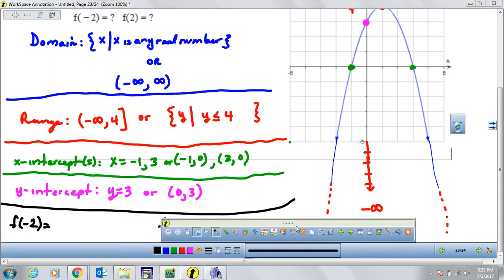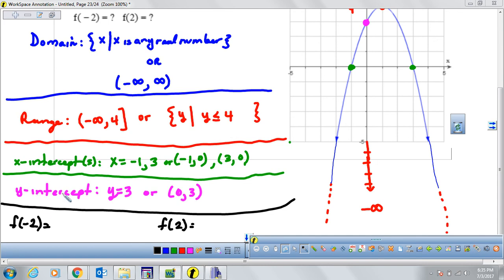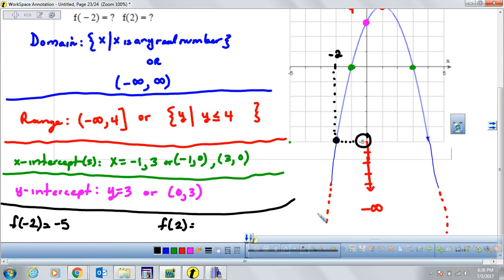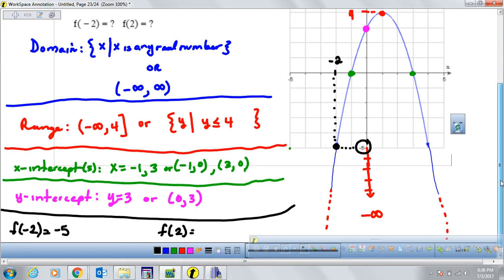For f of -2, go to the graph when x is -2. When x is -2 means right here. And go to the graph. The graph is located down here on the bottom. All you gotta do is find the point at x equals -2. Here it is. And all we gotta do is find the y value. What is the y value at this point right here? The y value is -5. So f of -2 equals -5.